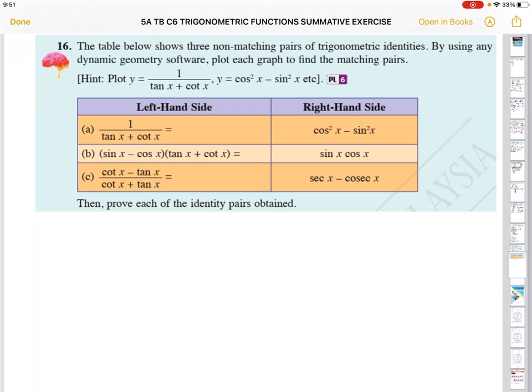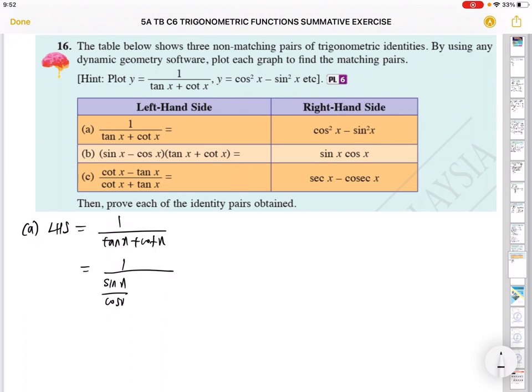Okay, there are many ways to do this, but I'm thinking maybe I just change everything to sine and cos, right? Most people would prefer, or we're more familiar, that we change to sine and cos. Cotangent is cos over sine, tangent is sine over cos. So I multiply top and bottom with sine cos and sine cos. So this will be sine x cos x. Now what happened when I times with sine?